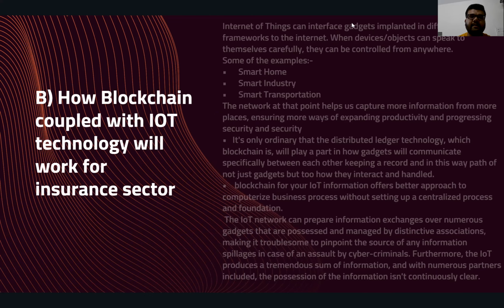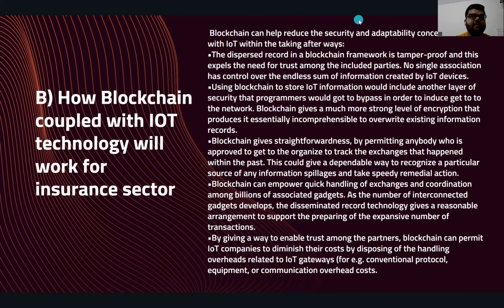So moving on to the next slide, we'll be talking about how blockchain coupled with IoT technology will work for the insurance sector. But now we'll be talking about how blockchain can help reduce the security and scalability concerns associated with IoT, in the following ways. The distributed ledger in a blockchain system is tamper-proof, and this removes the need for trust among the involved parties. No single organization has control over the enormous amount of data created by IoT devices. Using blockchain to store IoT data will add another layer of security, and hackers will have to bypass it in order to get into the network.